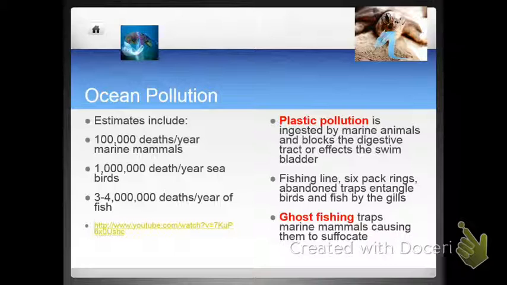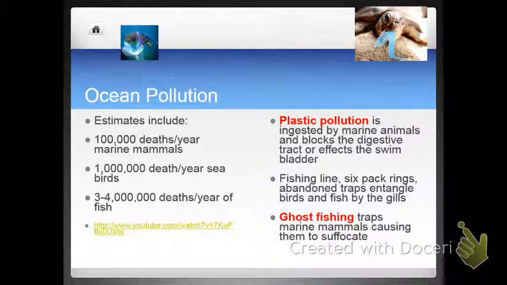Estimates include that 100,000 marine mammals die a year from litter, and that there are 1 million deaths per year for seabirds. Six-pack rings used to be a leading cause of their death, as they would dive down to catch fish and get caught in the rings around their neck and literally get choked. Also, swallowing plastic, it does not digest, so it just stays in the digestive system and literally stops it up. And then there are 3 to 4 million deaths a year of fish.